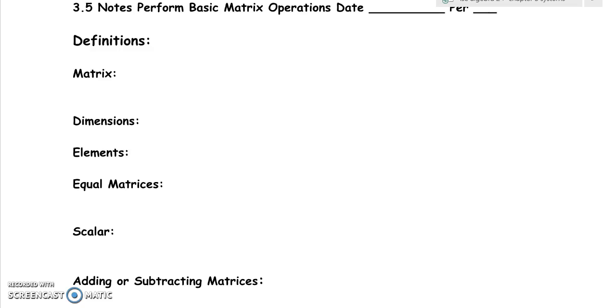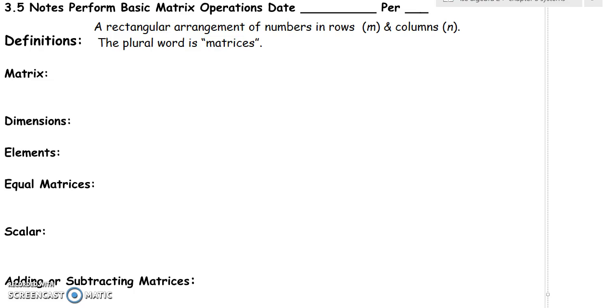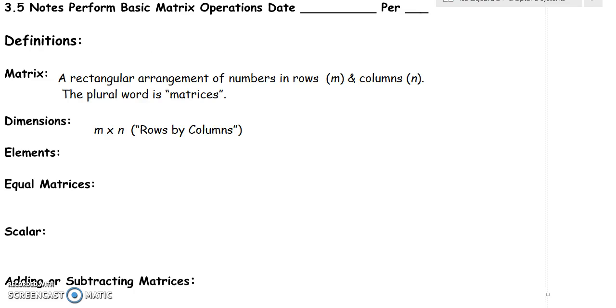Let's take some notes. So matrices are rectangular arrangements of numbers in rows and columns. The plural is matrices. Since a matrix is rectangular, we have rows by columns. So you have m number of rows and n number of columns. The numbers that are in those rows and columns in the matrix are called elements.